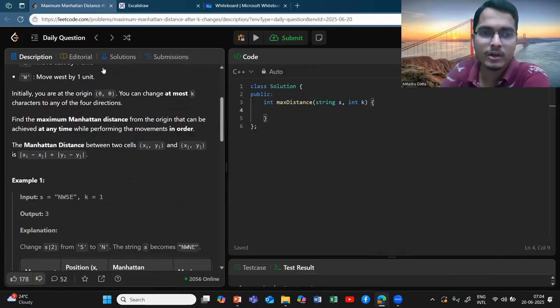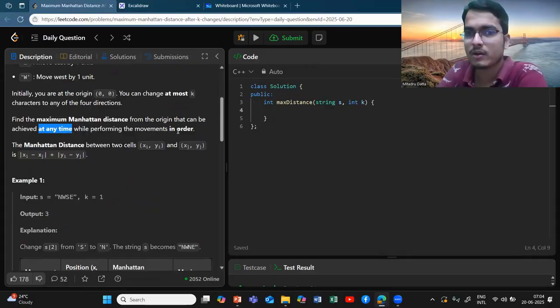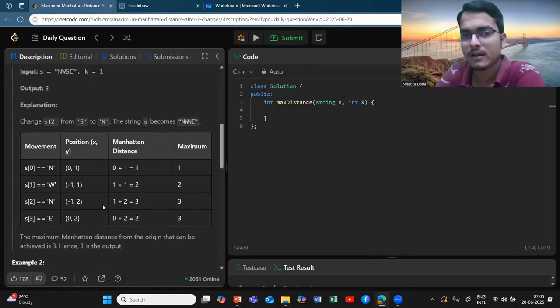So this is very important to note: it can be achieved at any time while performing movements in the order. So while you are, let's say, traversing the string, what is the maximum Manhattan distance achieved at any time, not at the end of the string? Okay. And Manhattan distance, if you know, between two coordinates xi, yi and xj, yj is given by this. Okay. So I will give you intuition of what Manhattan distance is also.